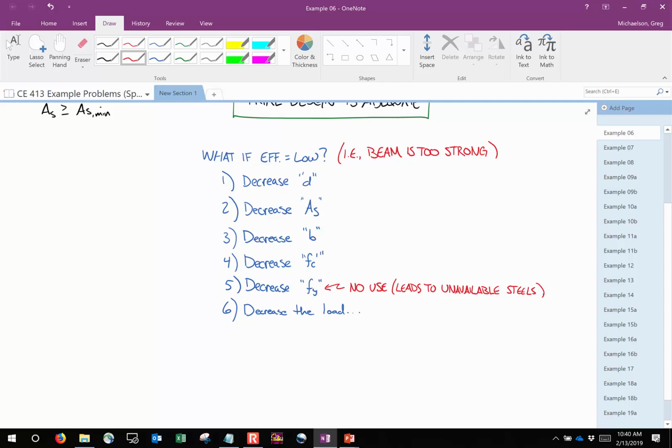FC prime. You ought to try this just in Excel. If you take this beam and double the FC prime, you do not get double the capacity. You just don't, okay? In fact, you get a good bit less than doubled. You only increase the capacity, I think, by something like 20%. It's really not that much. So this is not effective.